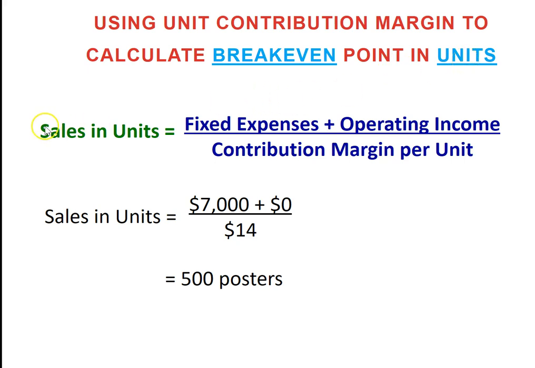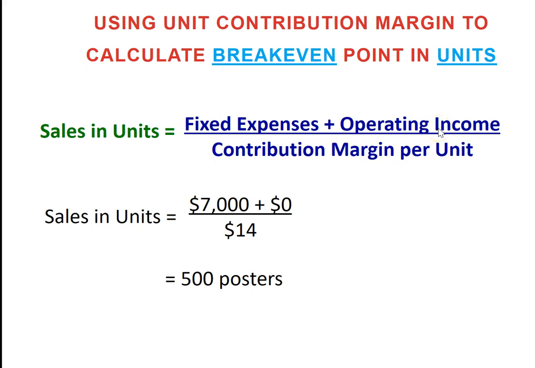That means this is how you will figure out how many units the company needs to produce and sell to reach their break-even. And the formula is sales in units, which is equal to break-even sales, which is equal to fixed expenses plus operating income divided by contribution margin per unit. Remember, at break-even, operating income is zero.